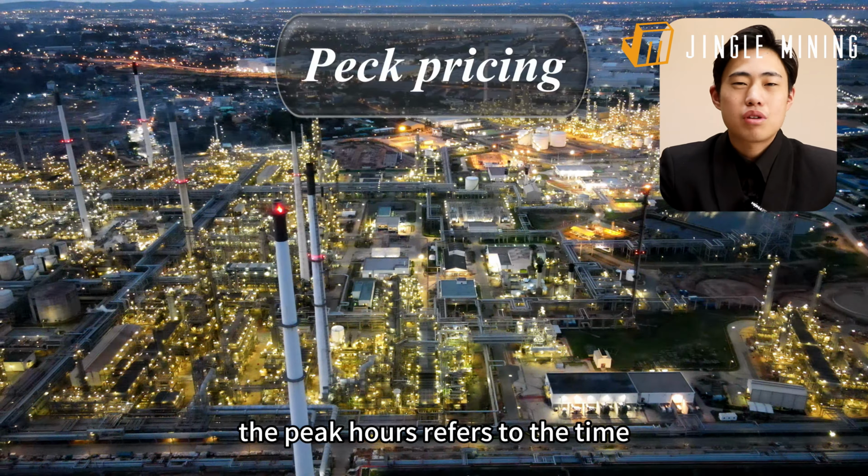The peak hours refers to the time when electricity demand is at its highest, and this is when the electricity rates are the most expensive. Off-peak hours refers to the time when the electricity demand is low and the load on the grid is lighter, which is when the electricity rates are cheaper.